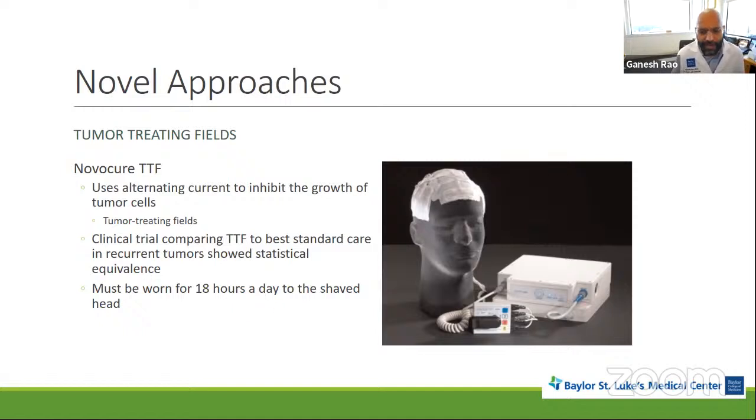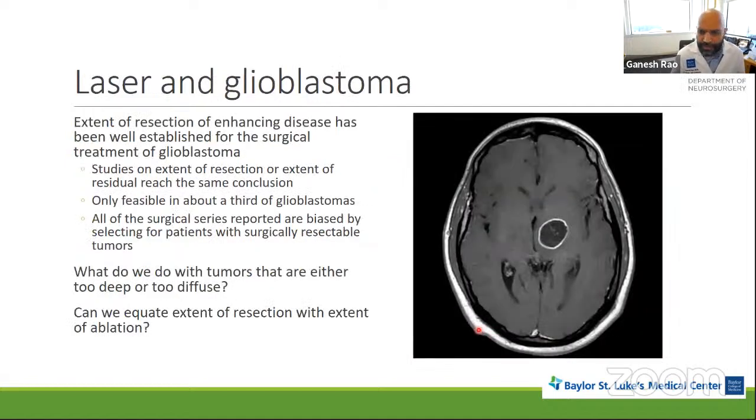The patient has to carry a battery pack and shave their head and wear the cap for at least 18 hours a day. But this is technology that is now being deployed, and I see it more and more in patients being used. I do want to spend a little bit of time talking about a relatively new technology that I'm excited about that we've used quite a bit here in Houston.